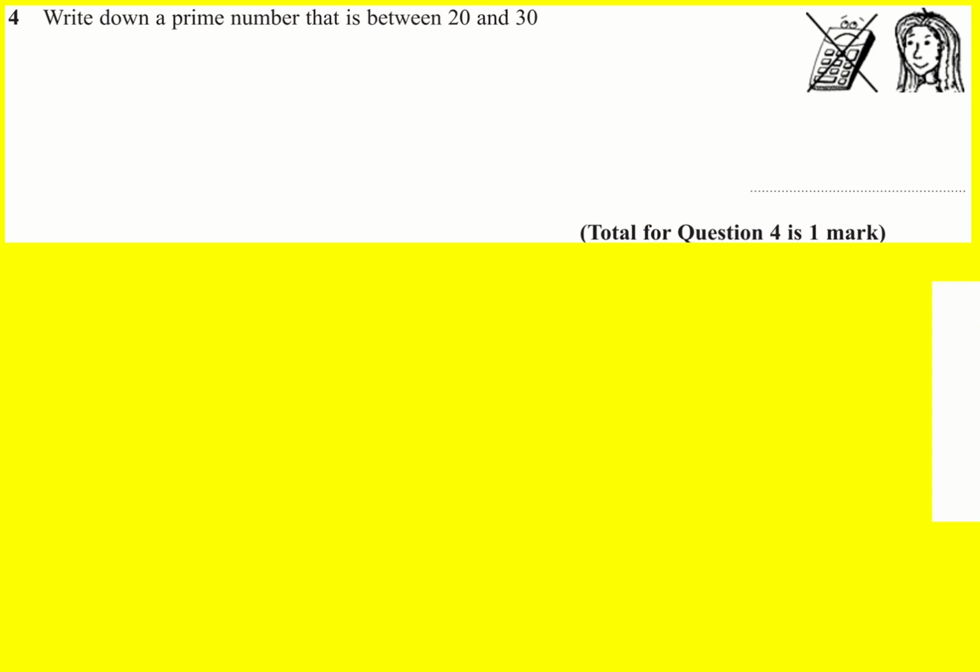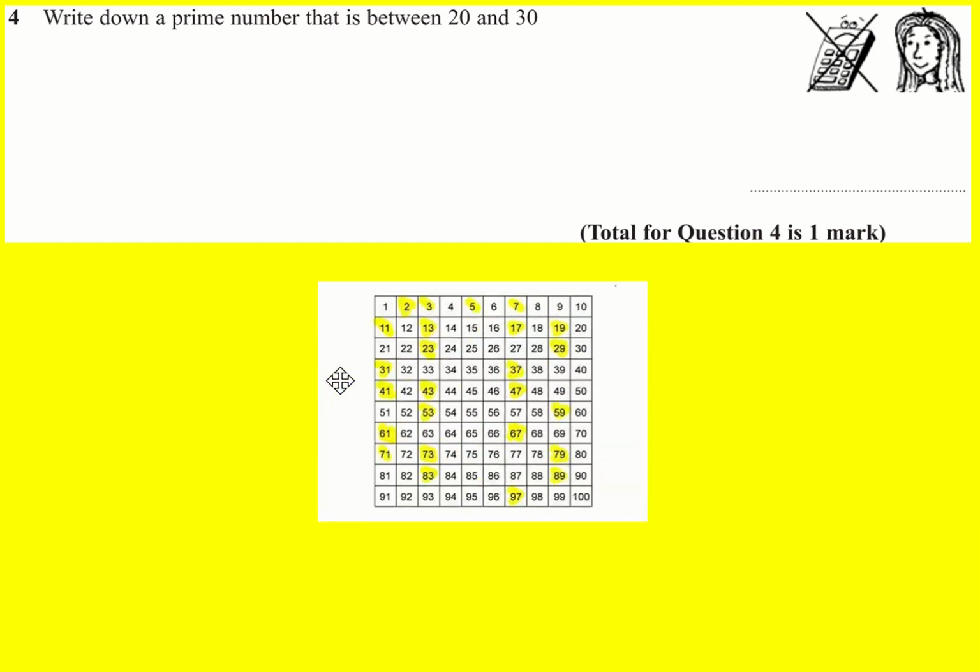Write down a prime number that is between 20 and 30. So this one, there's really no getting away from the fact that you're going to have to learn a couple of prime numbers. I mean, you can kind of do process of elimination by looking at factors, but I would recommend that you learn some prime numbers.